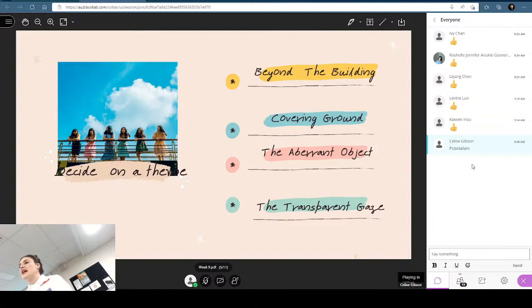Remember, beyond the building is like the relationship between nature and the built environment. Covering ground is like abstraction, and the ground, the floor, and textures. The aberrant object is like surrealism, those kooky, weird, dreamlike images. Transparent gaze is a lot of reflections, layers, transparency, things that are not completely opaque.